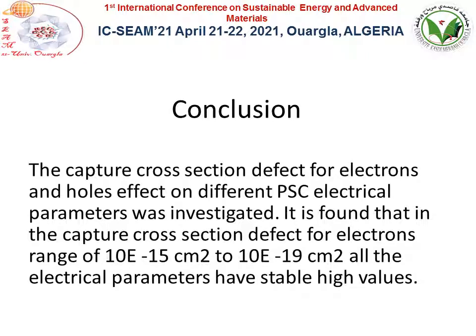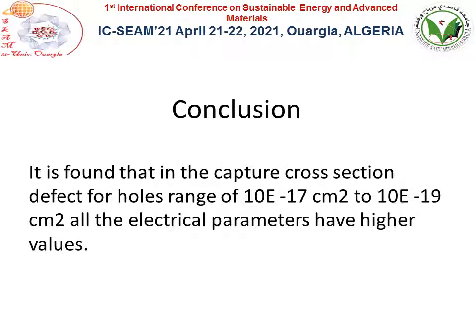So we can conclude that the effect of the capture cross-section defect for electrons and holes on different perovskite solar cell electrical parameters was investigated, and it is found that in the capture cross-section defect for electrons range of 10E-15 cm² to 10E-19 cm², all the electrical parameters have stable high values. However, it is found that for the capture cross-section defect for holes in the range of 10E-17 cm² to 10E-19 cm², all the electrical parameters have higher values.